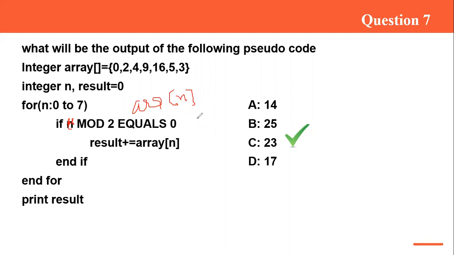What are the even numbers we have in the array that we have to add? What are they? 2, 4, 16. So 2 plus 4 plus 16, or 0 also. 0 anyways doesn't make any difference. 2, 4, 16, if I add, it is obviously 22. Great, super. Exactly.